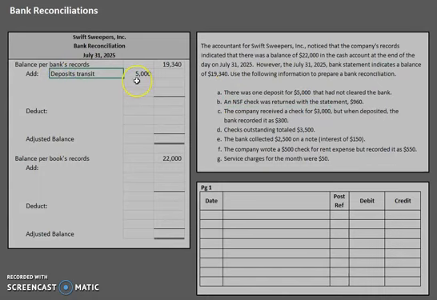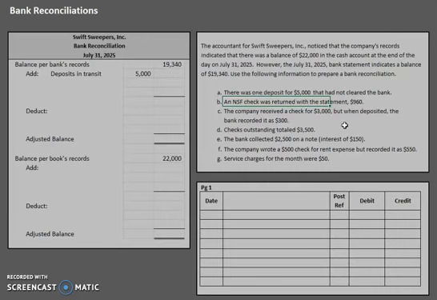Now, our next one says that there is a non-sufficient funds check that was returned with the statement for $960. Now, non-sufficient funds checks are those checks that essentially have bounced. So someone gives you a check, you put it into the bank, and the bank says, oh, the person who gave you the check did not have enough money for this check to clear. So since this check has not cleared, they send it back to you and say, sorry, we can't put this money into your account because the person does not have sufficient funds.